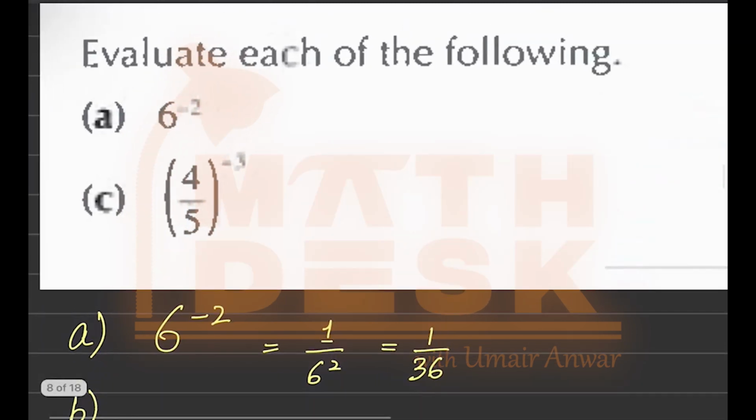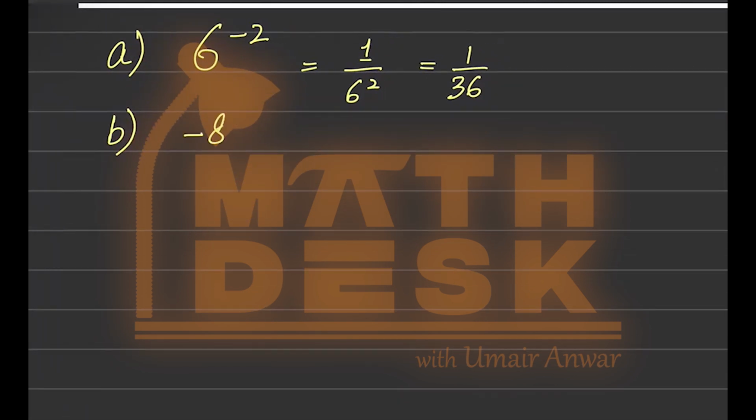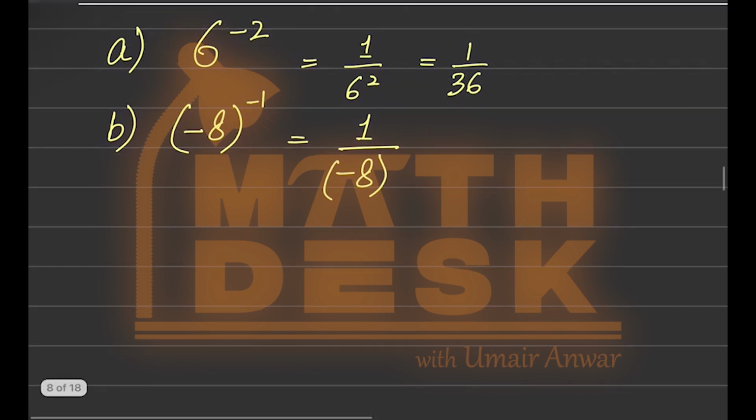Part B says minus 8 raised to minus 1. Now, since the index is negative, we have to make it positive. So I would move it to the denominator, where it would become plus 1. The sign of the index changes, but the sign of the base is not going to change over here. This is important to know. Now, the final answer of this fraction would be minus 1 upon 8.